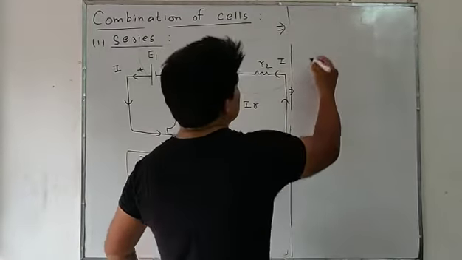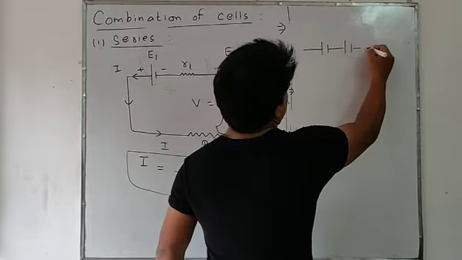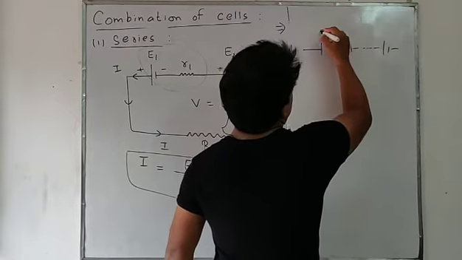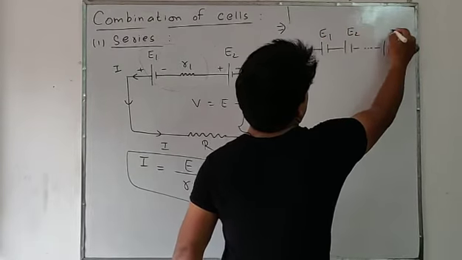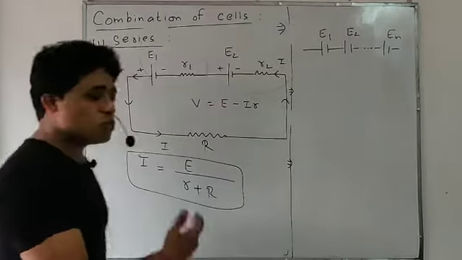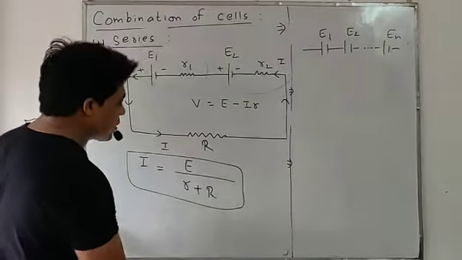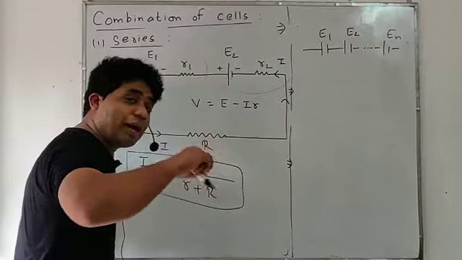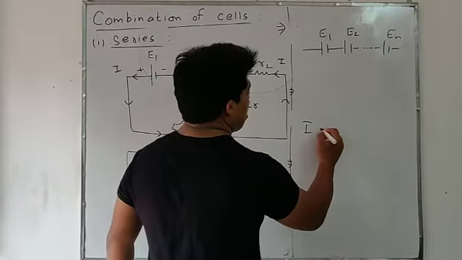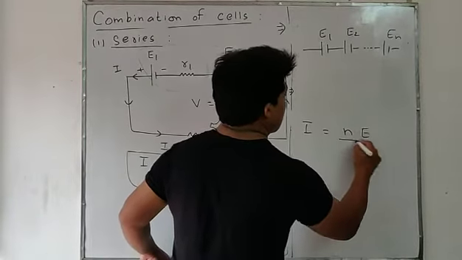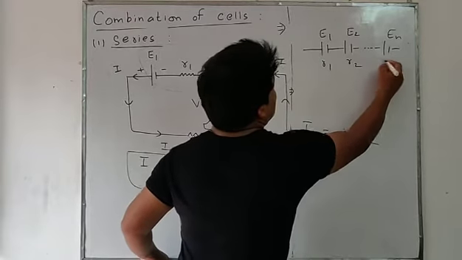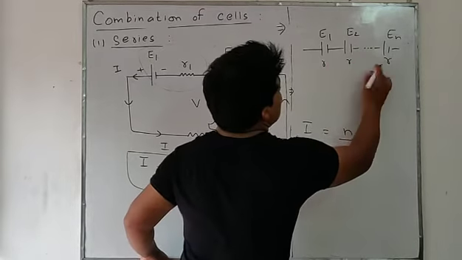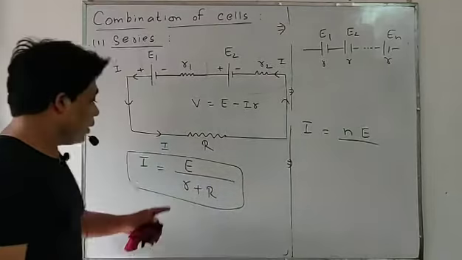So look students, if we are given E1, E2 till En, and n number of cells is there, the total EMF will be what? N times of E. So write E equals n times E, and the internal resistances R1, R2, R3 will be r.